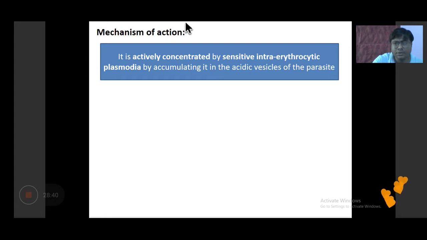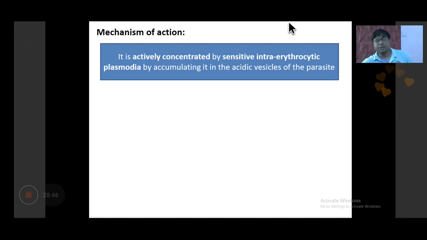Mechanism of action of chloroquine is very, very important. For chloroquine, quinine, the artemisinin group of drugs, and Primaquine, their mechanism of action is very, very important to understand and remember. So chloroquine is actively concentrated by sensitive intra-erythrocytic plasmodium. That is a good thing. That's why chloroquine is effective in the erythrocytic phase, because it gets concentrated in intra-erythrocytic plasmodium by accumulating in the acidic vesicle of the parasite.